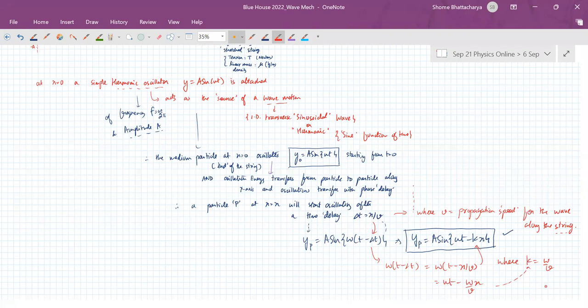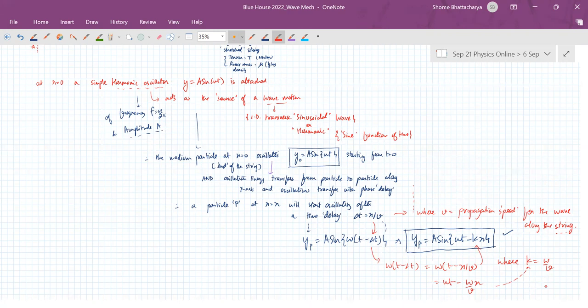Just think of this like a physical experiment, where you have an infinitely long string. Infinitely doesn't actually mean that; it just means it's very, very long, so we are not initially worried about any reflections of these waves coming back from the other boundary. Now, if we take one end of the string and start making it oscillate up and down with a frequency f and an amplitude a, then those oscillations travel along the string.